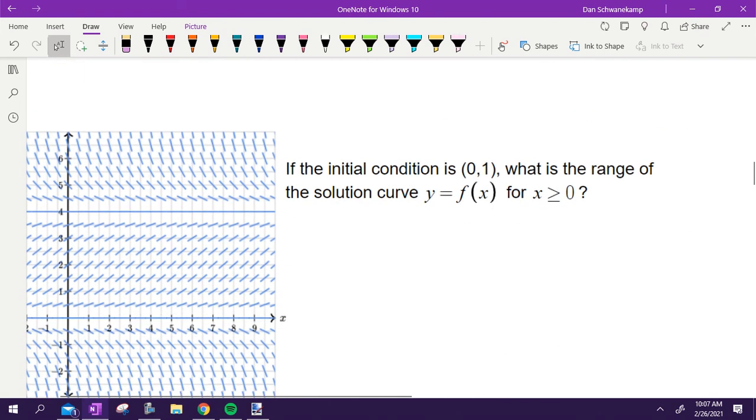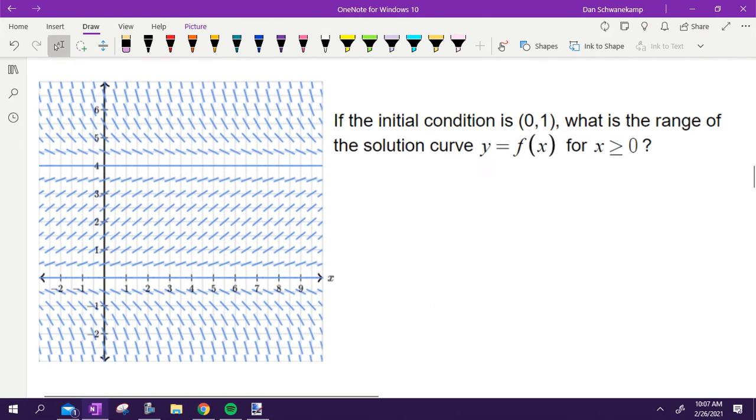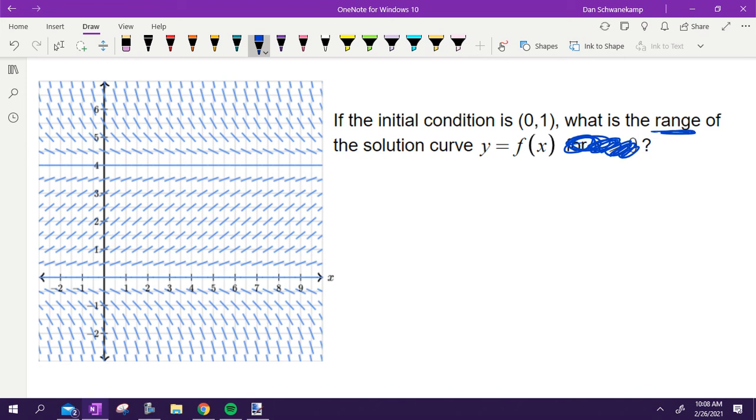All right, this one's a weirdly worded question, but I like it. Okay, I'm going to make it a little bit easier. If the initial condition is 0, 1, what is the range of the solution curve y equals f of x? What is the range of the solution curve y equals f of x if I go through the point 0, 1? Think about it. Get an answer.